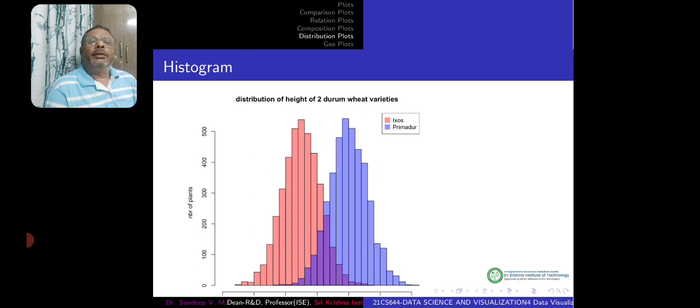So that is a straightforward way to understand whether the data samples are collected from the same population or a different population. So that's all about the histogram.